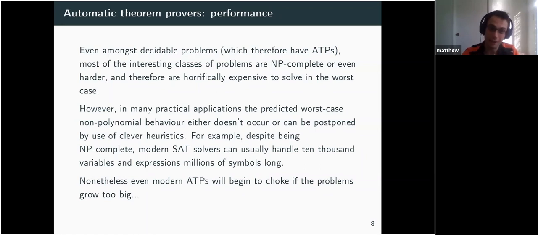Regardless, if you make your problem too big, even modern automated theorem provers would choke. You can't postpone the exponential behavior forever. It's going to bite you at some point.